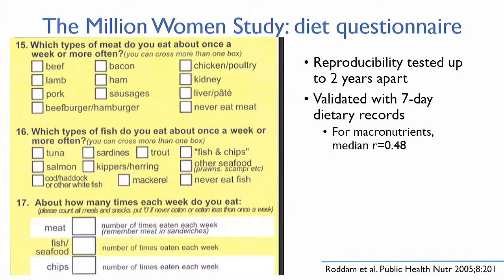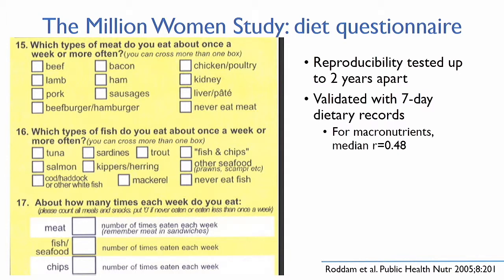We are able to program nutrients out of this and energy intakes, and we have tested the reproducibility up to 2 years apart, and it is good. And it's also been validated with 7-day dietary records, and the median correlation between the yellow dietary questionnaire and the 7-day diet records is 0.48.